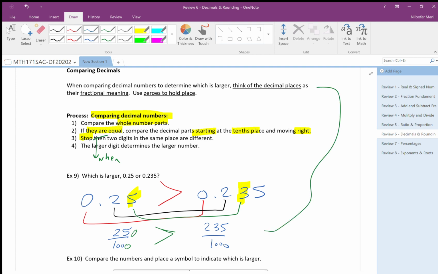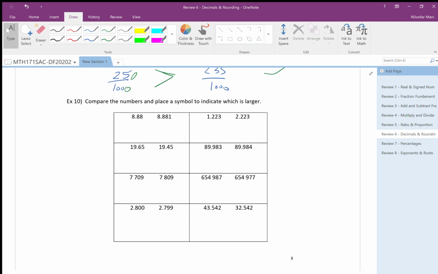Now you want to compare these. You compare 8 and 8, you continue. You compare 8 and 8, you continue. You compare this and this, you continue. But then, which one is larger? The one which has a 1, because the one that doesn't have anything means 0.